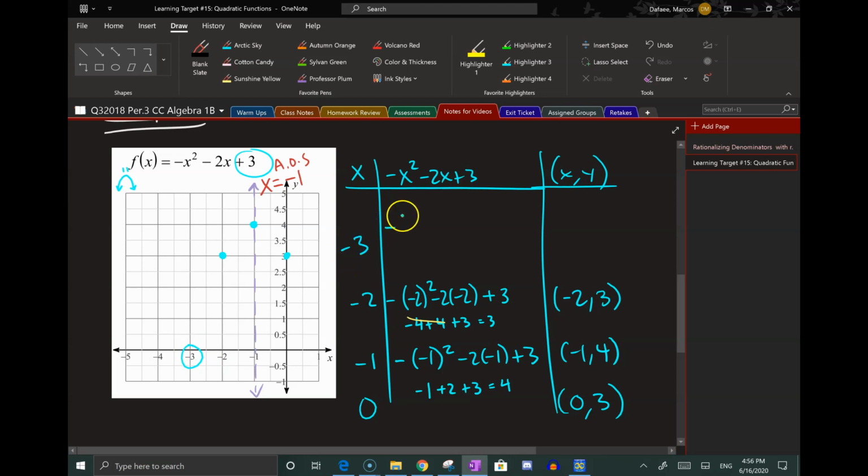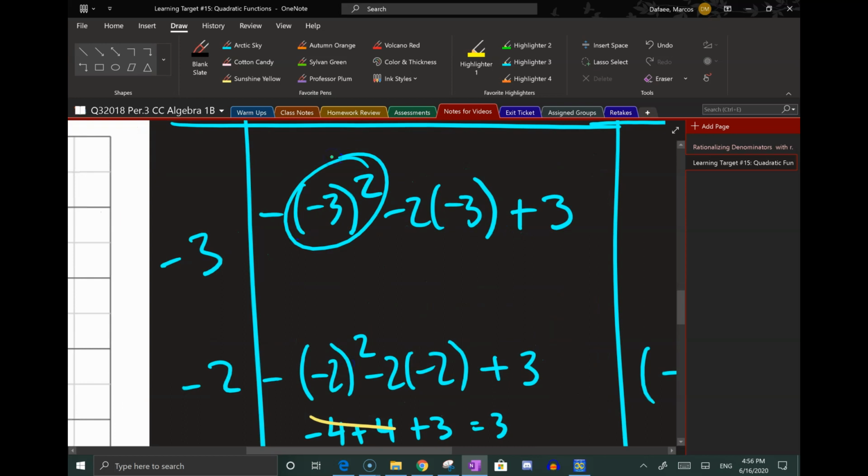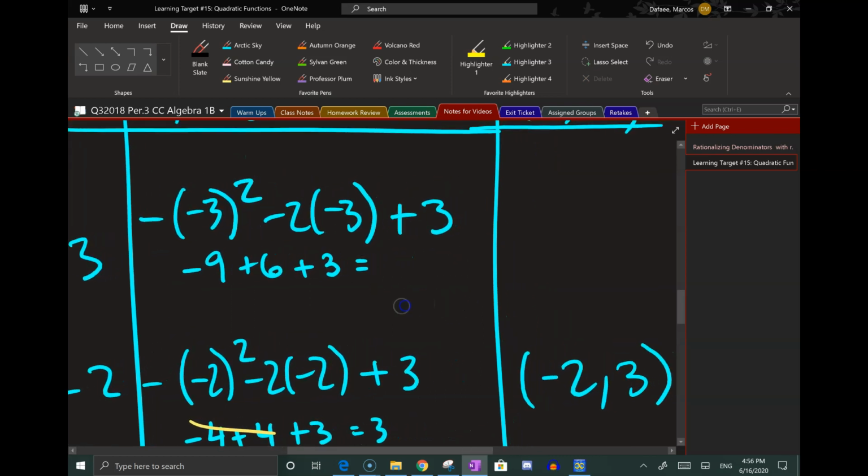Plugging this in, again, negative first, then negative 3 squared minus 2 times negative 3 plus 3. And then you do the work. So do this first. That's going to be 9. But that negative over there at the front will make it a negative 9. And then you have plus 6 and then plus 3. Okay, now going left to right, negative 9 plus 6 is going to be 3. And 3 plus 3, negative 3.